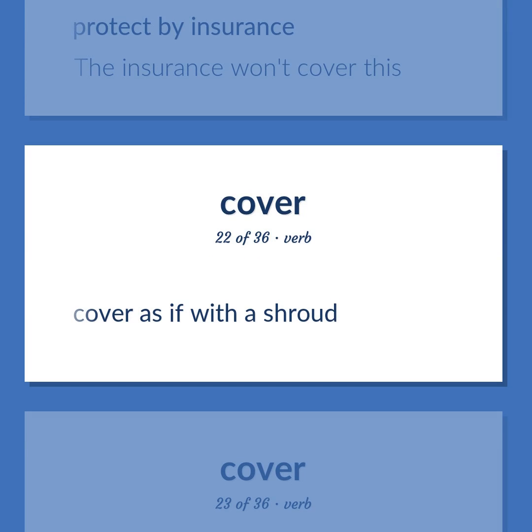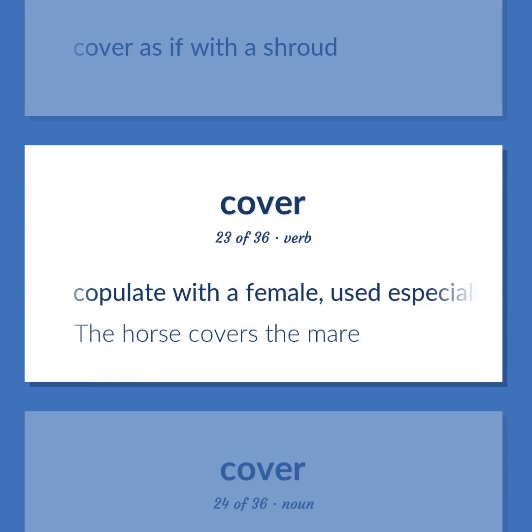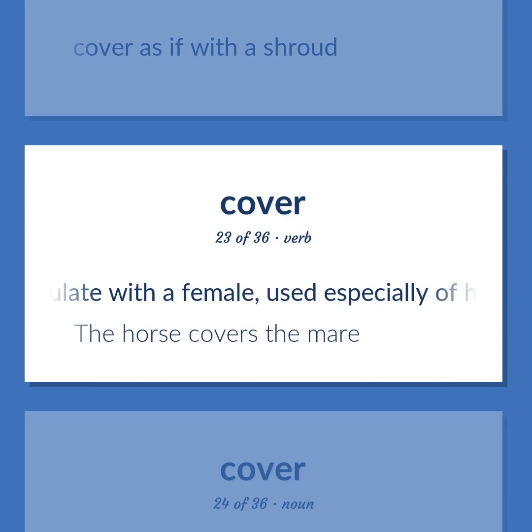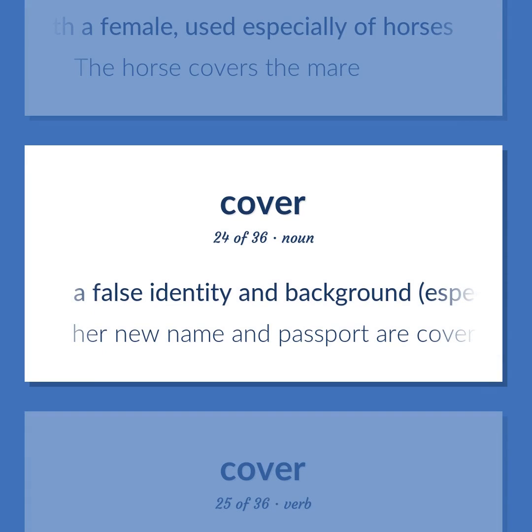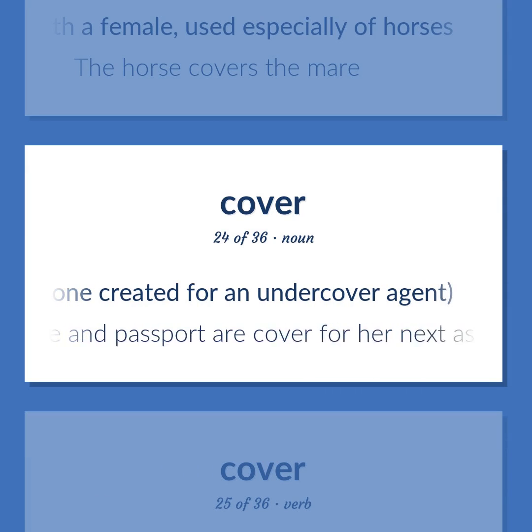Cover as if with a shroud. Copulate with a female, used especially of horses. The horse covers the mare. A false identity and background, especially one created for an undercover agent. Her new name and passport or cover for her next assignment.